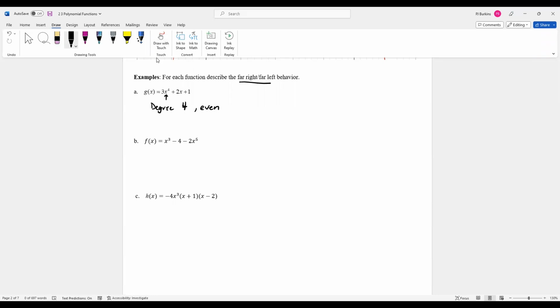Okay. So for even powers, we have two options. We can either have a positive or a negative leading coefficient. So what is the leading coefficient? Well, that is the number attached to the x to the highest degree. So in this case, the leading coefficient is 3. That's greater than 0, or if you'd rather, say positive. And so we have an even degree polynomial with a positive leading coefficient.